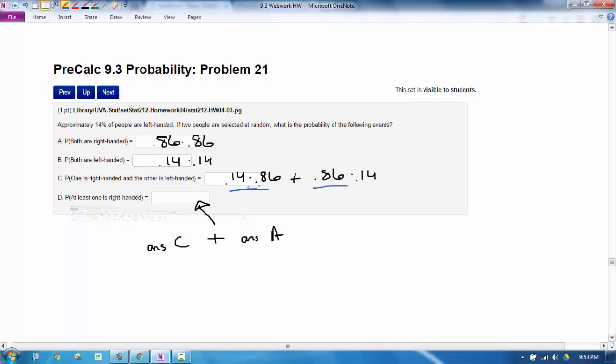And the probability that at least one is right-handed, we want to answer C plus answer A, because we could have one right-handed or we could have both right-handed. So you have to add both those answers.